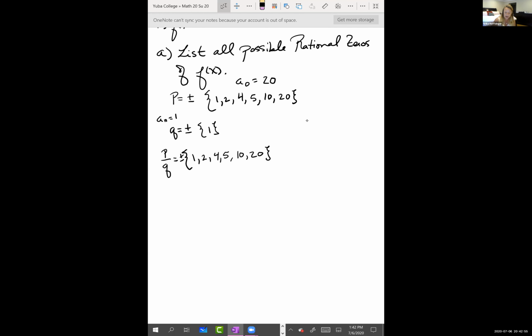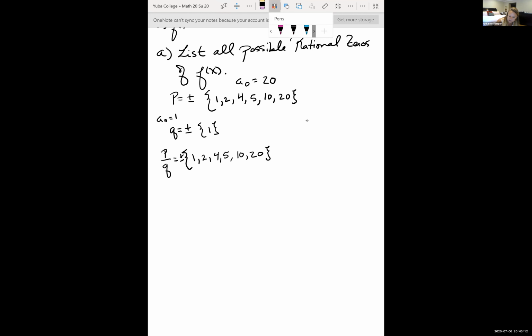And so now we can start checking. So let's use synthetic division to find which ones are actually zeros of this polynomial. Part B, let's just find the zeros of the polynomial.